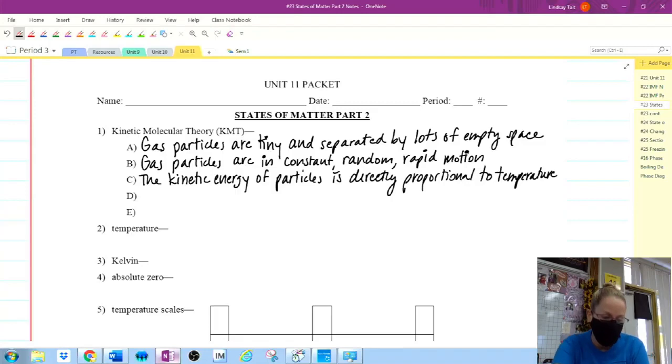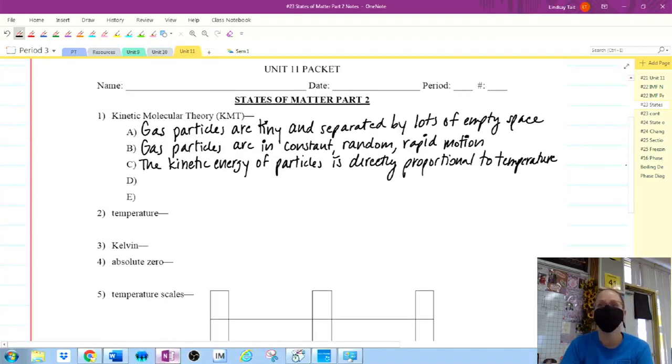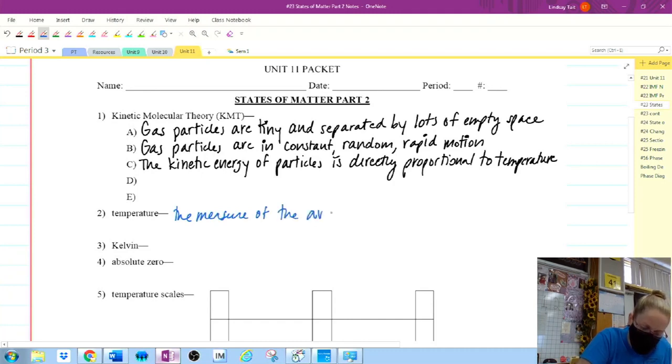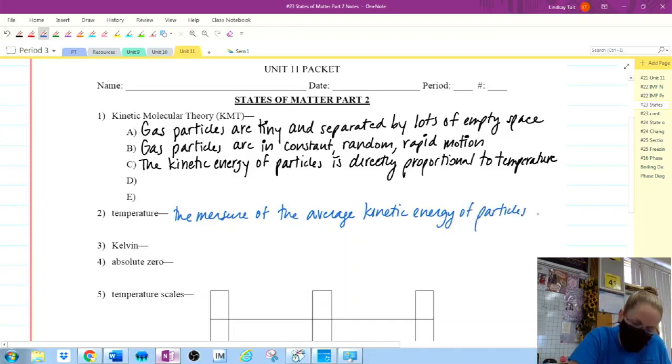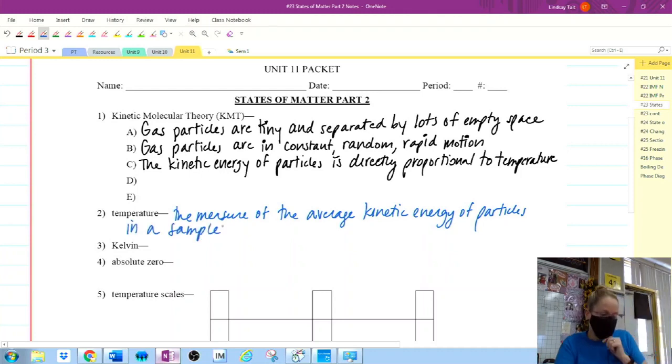So with that, we're going to take a time out, because we're going to make sure we now have an official chemistry definition for temperature. Temperature is defined as the measure of the average kinetic energy of particles in a sample.